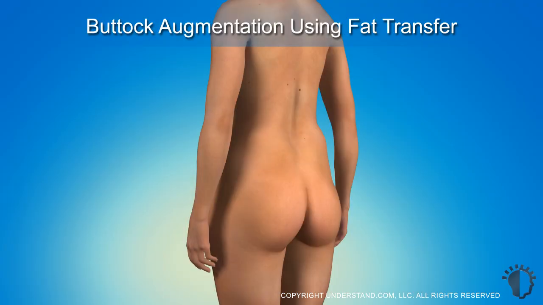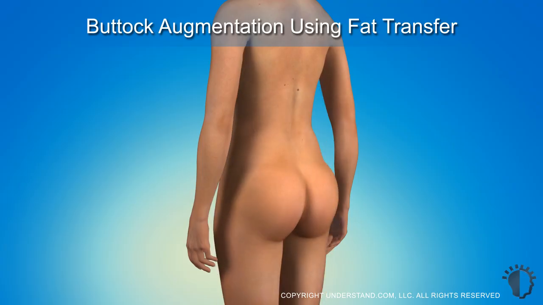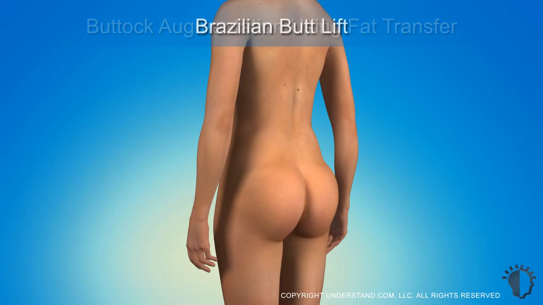Weight loss, aging, and heredity may cause you to be unhappy with the size and shape of your buttocks. A buttock augmentation using fat transfer can help add volume and create a more youthful, shapelier appearance. This animation will highlight a fat transfer procedure used for buttock augmentation, also known as a Brazilian butt lift.